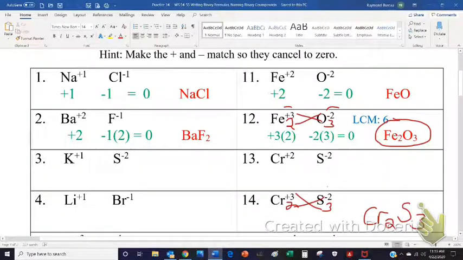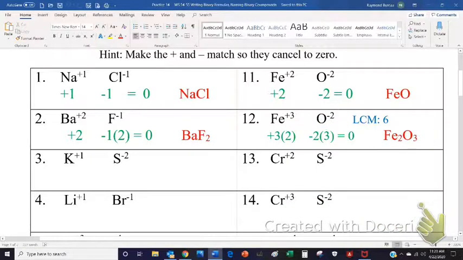Now let's do it the long way to show you why that works out. Still doing question 14, chromium and sulfur. Just like in number 12, the LCM of those two numbers, 3 and 2, is 6. So how many 3's make 6?